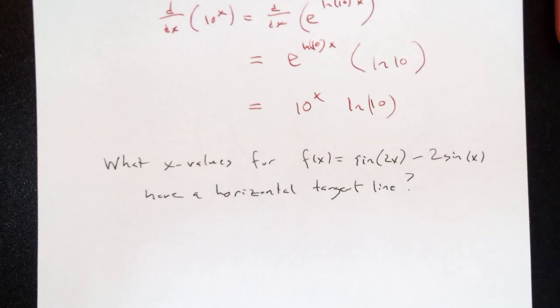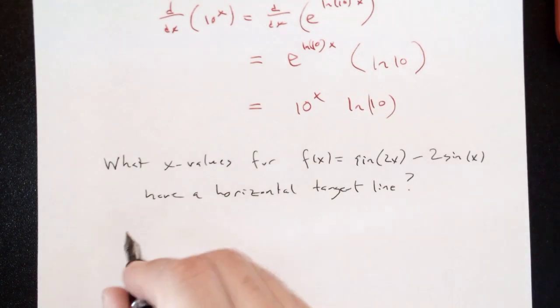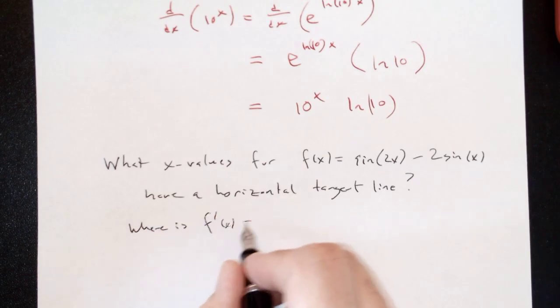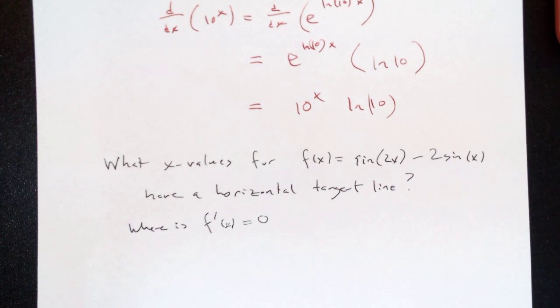What is the slope of a horizontal line? 0. If the slope is 0, and I want to know where the tangent line has a slope of 0, I want to know where my derivative is 0. So this question is really equivalent to asking, where is my derivative 0?